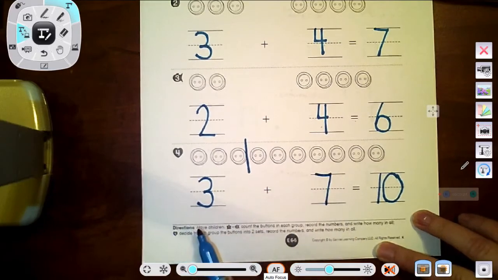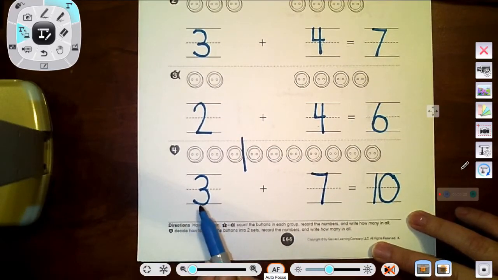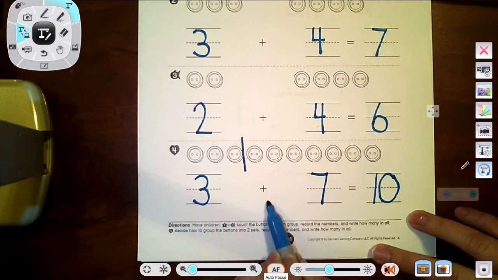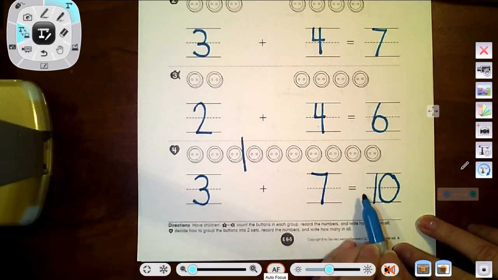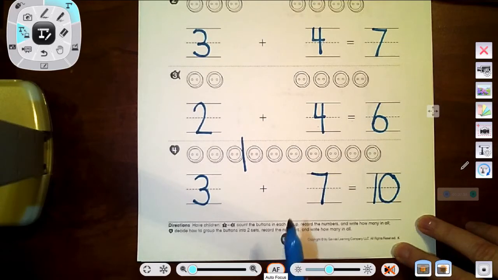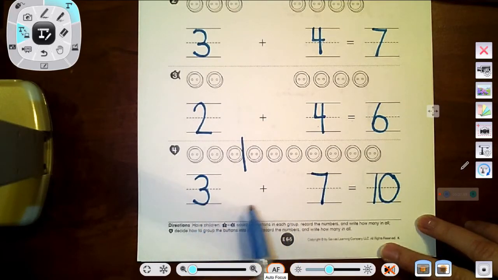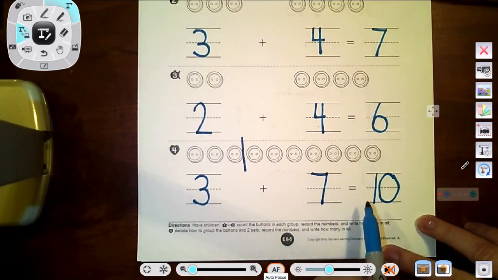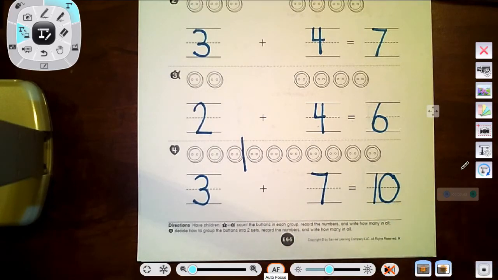Read this addition sentence with me. Ready? 3 plus 7 equals 10. Read that one again, please. Ready? 3 plus 7 equals 10.